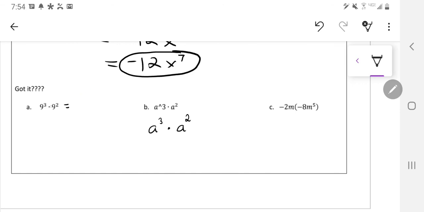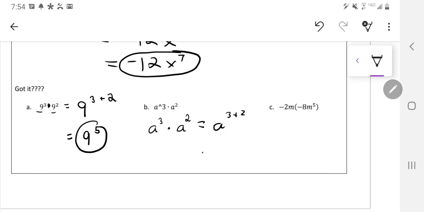Since you have multiplication and you have common bases, we're going to keep that base and we're going to add the exponents, and we get 9 to the 5th power. All right, a to the 3rd times a to the 2nd, keep the base, add the exponents. That gives us a to the 5th.